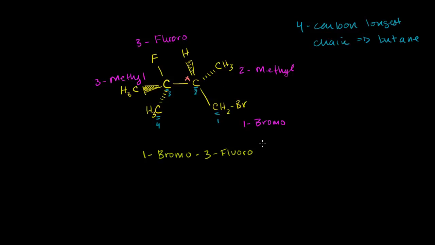We have 2 methyls, so it's going to be 2, 3 dimethyl, and remember the D doesn't count in alphabetical order. Dimethyl butane, because the longest chain is 4 carbons. So that's just the standard nomenclature rules. We still haven't used the RS system. Now we can do that.